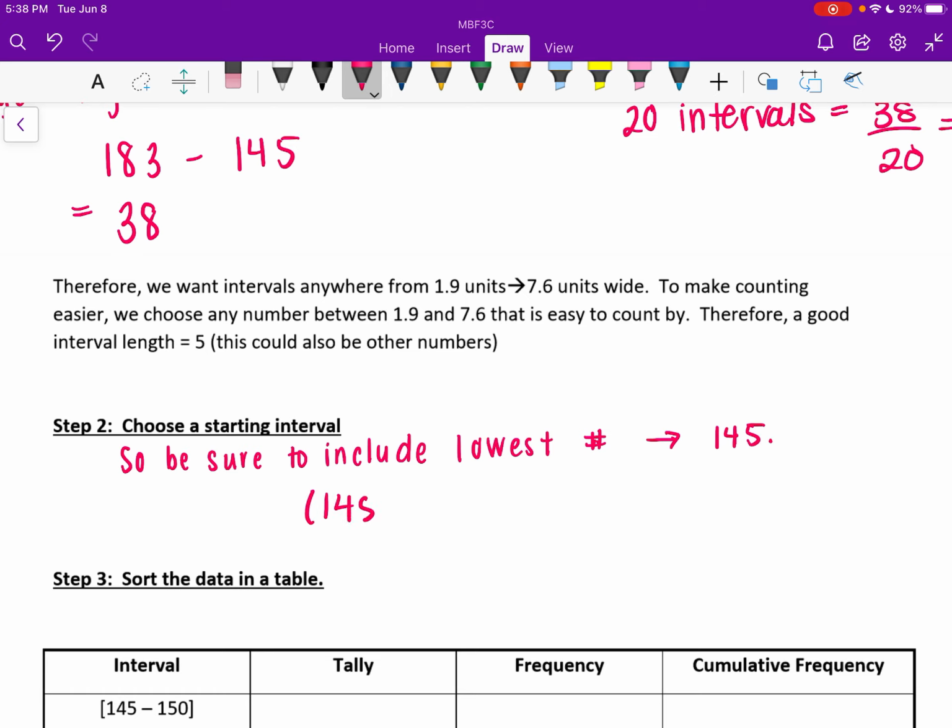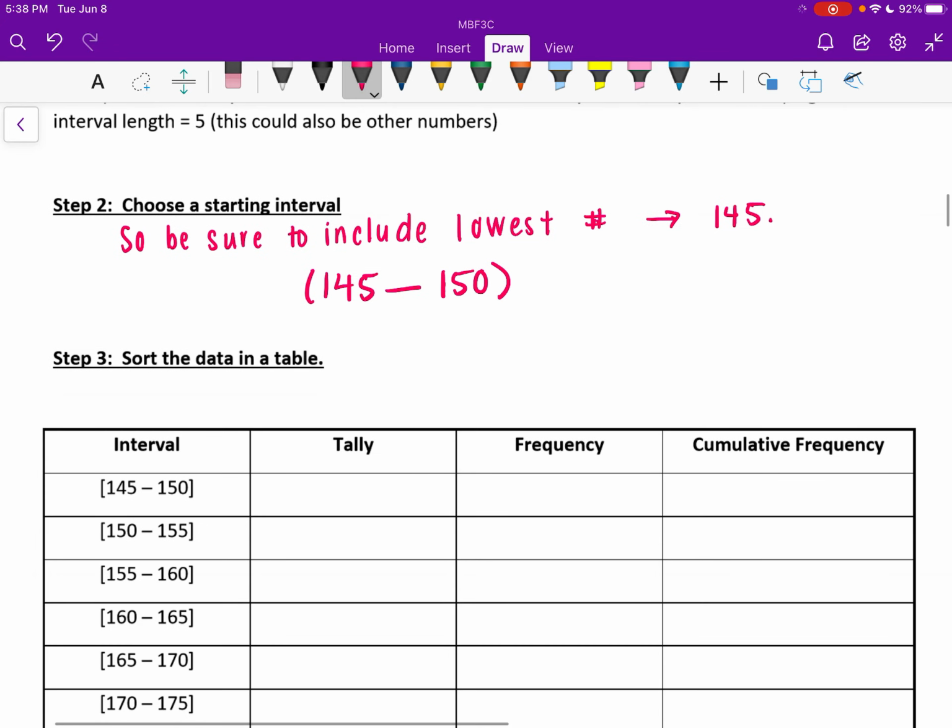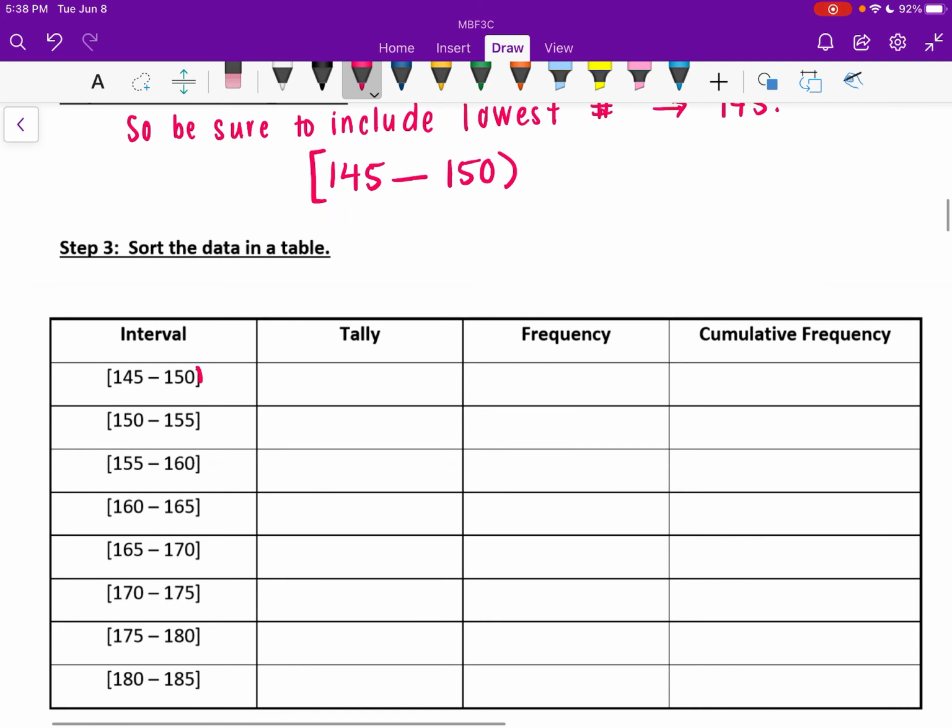And then it's going to be going up by 5. So it'll be 145 to 150, right? And you want to make sure that 145 is included and 150 isn't. So all the 150s won't be in that interval. So I messed up and made these square brackets, but they should be round brackets. So now we have our interval.